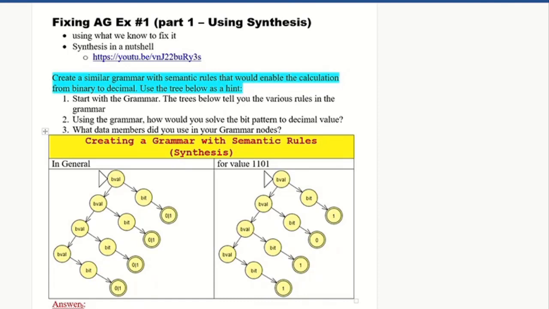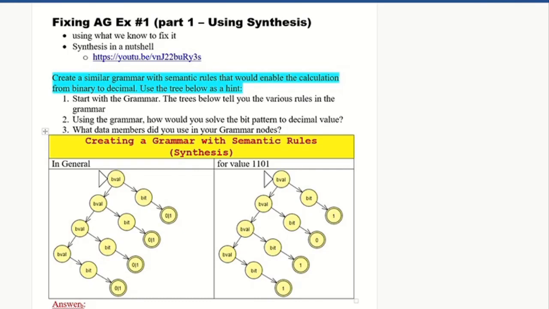I'm actually trying to give you most of the answers already. Number one, start with the grammar. You're going to design what the grammar looks like. I give you the answer with the trees that are underneath. The answer's not hard. Don't make it hard.